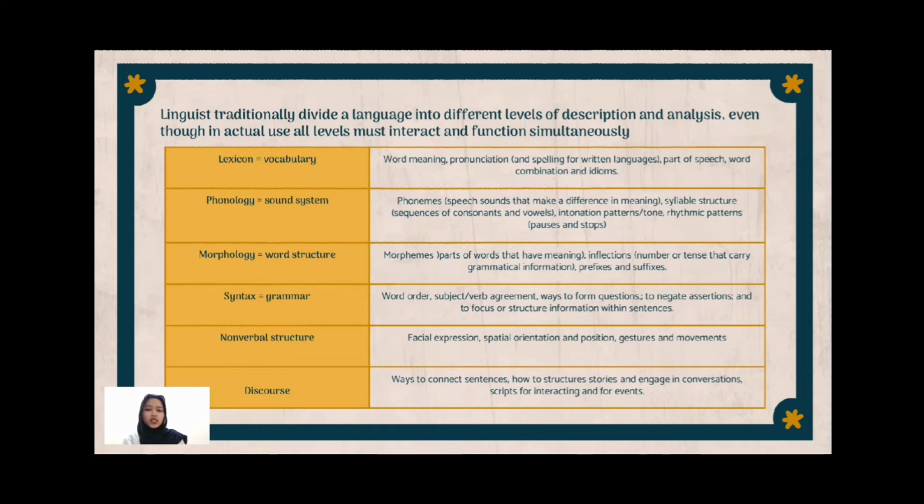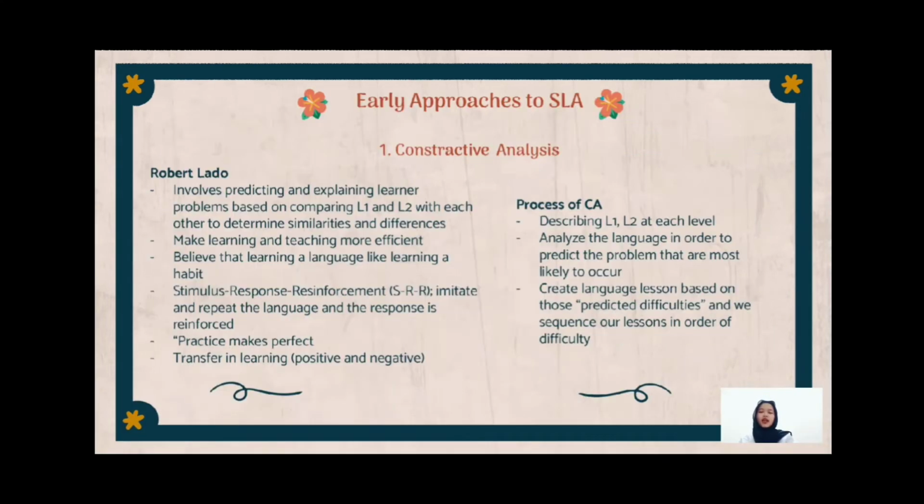All of this knowledge about language is automatically available to children for their first language and is usually acquired with no conscious effort. And next, early approaches to SLA, or second language acquisition. Contrastive analysis, or CA, is an approach to the study of SLA, which involves predicting and explaining learners' problems based on a comparison of first language and second language to determine similarities and differences.